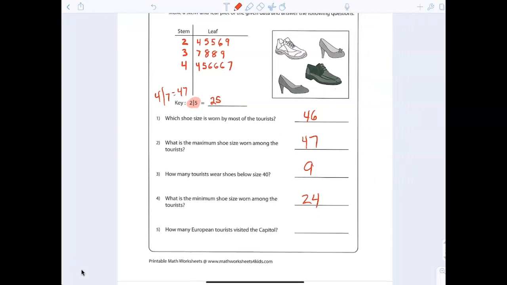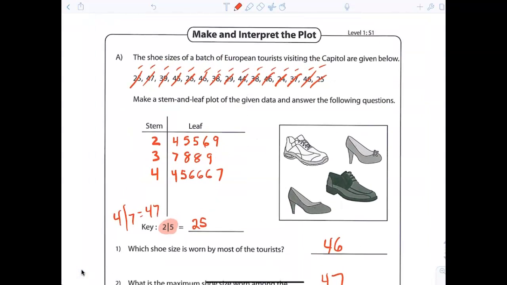And how many European tourists visited the capital? 15. Yes, sir. What is it, a capital? It's just in here, you had to read the front. It's not really anything important. Now, again, is everybody agreeing with me? That's really kind of simple.